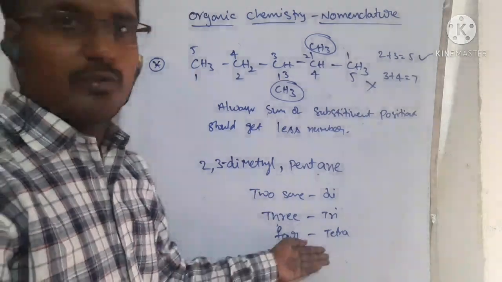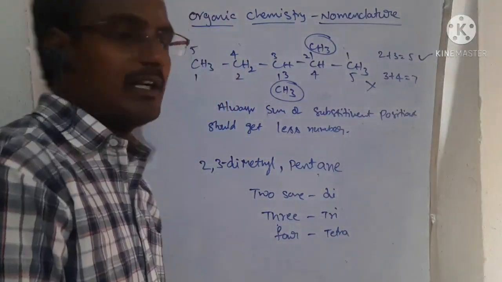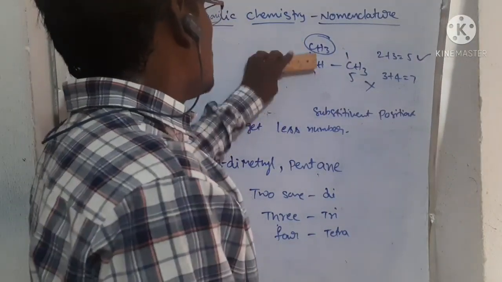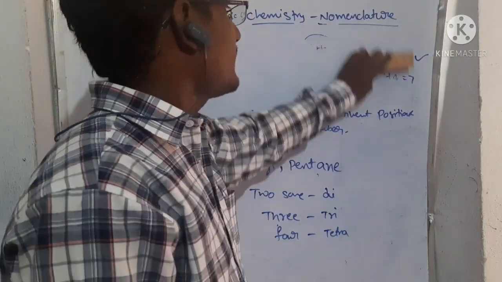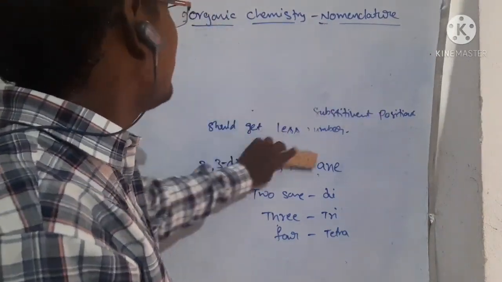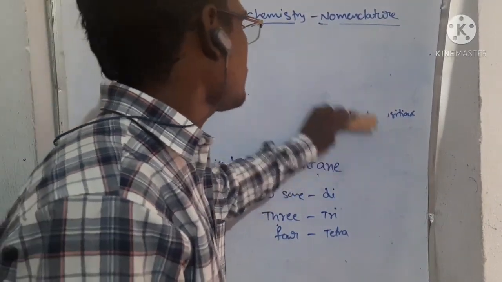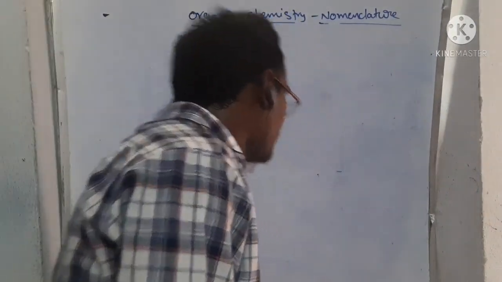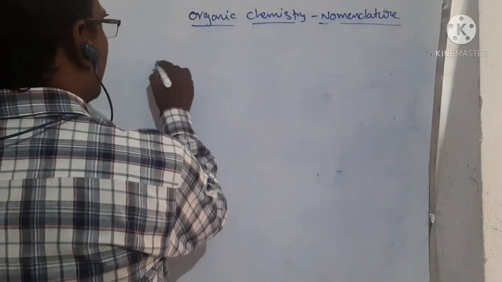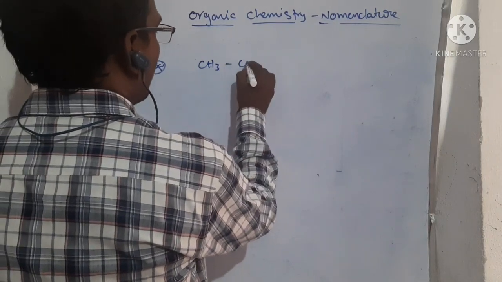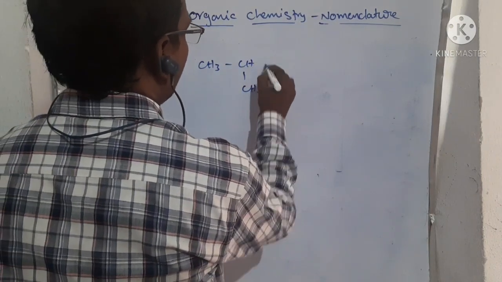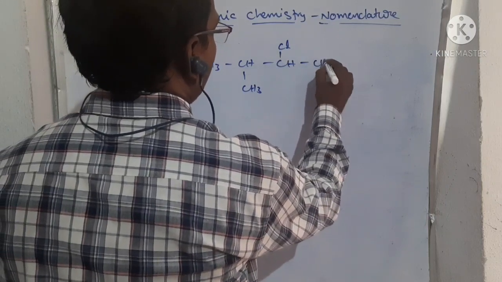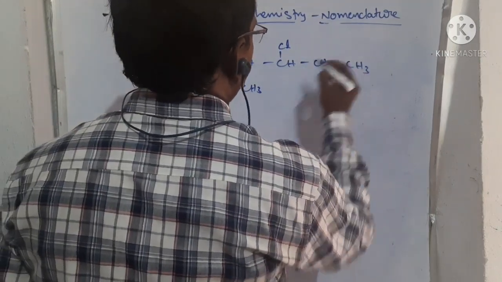If the 4 are same, you can use that tetra. Right? So this is one type of example. See another example. If there are 2 or more different substituents, for example, CH3 bond CH bond CH3 bond CH bond Cl bond CH2 bond CH3.